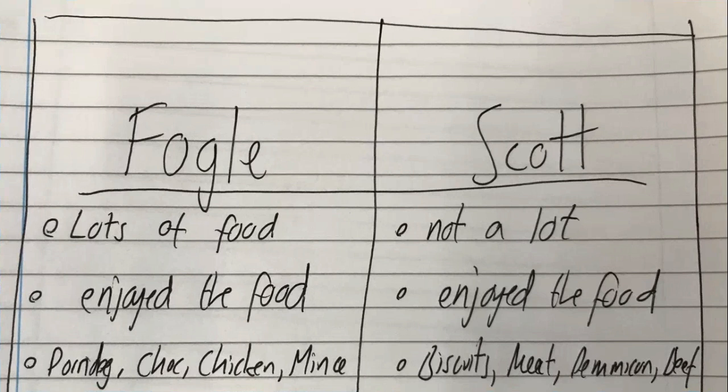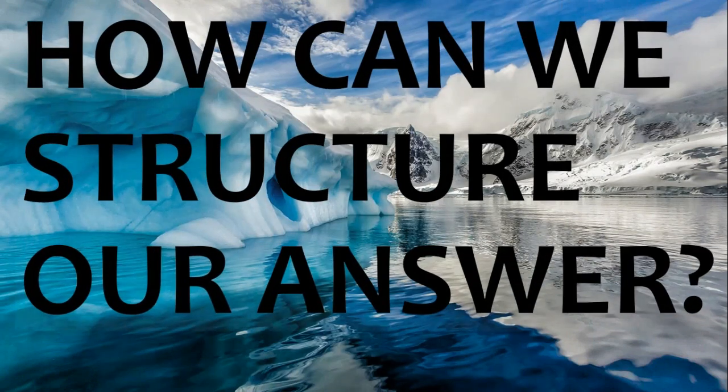Okay, so maybe if you're in the exam and you're just with a pen, you could do, excuse my messiness, this on a little bit of the exam paper. All I've done is put one extract on one side, Fogle on the left, Scott on the right, and just the main point. So Fogle, lots of food, Scott, not a lot. Fogle enjoyed the food, Scott enjoyed the food. Fogle, porridge, chocolate, chicken, mince, Scott, biscuits, meat. So I've just listed the food. Instead of highlighting, if you did that on your exam paper, it would make it quite easy for you to pick out what was the same and what was the difference. So how are we going to structure the answer?